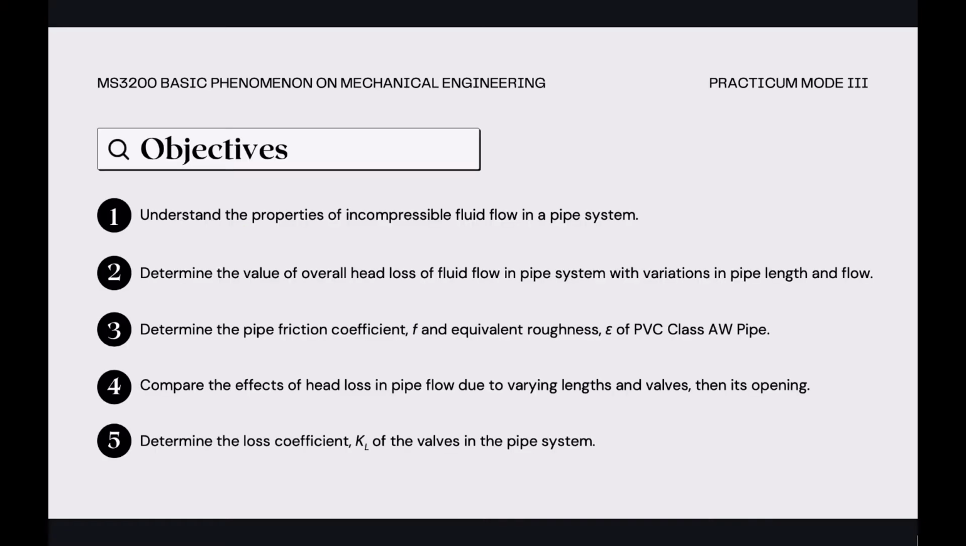This experiment aims to provide the following learning outcomes. One of the objectives is for practitioners to complete this experiment with a better comprehension of incompressible fluid flow and its properties in a pipe system. Secondly, is to determine the friction factor and equivalent roughness of PVC Class AW pipes. Then, to find the overall head loss of fluid flow in pipe systems where the pipe length and flow are varied, as well as to analyze and compare the results. Lastly, is to determine the loss coefficient of valves present in the pipe system.